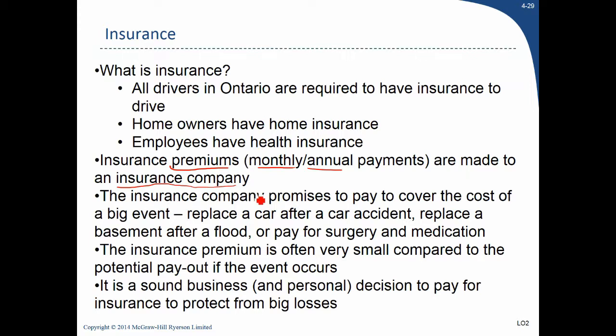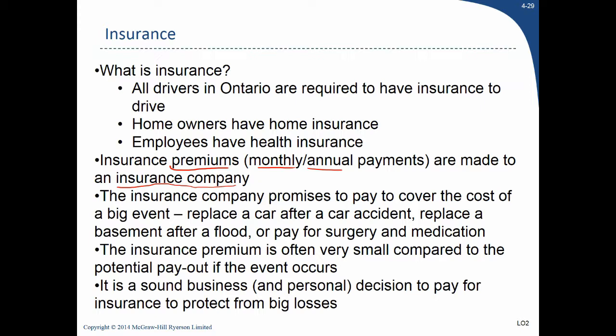So the insurance company makes a promise to cover the cost of a really big event in the future. So you pay maybe $200 a month for car insurance or $2,400 a year. But if you are in an accident and your car's totaled and it was worth $30,000, they'll pay you off. Right? So you think, well, maybe that's a good deal, right? You only pay $2,400 a year, but you get protection for up to $30,000, right? That's sort of how it works.